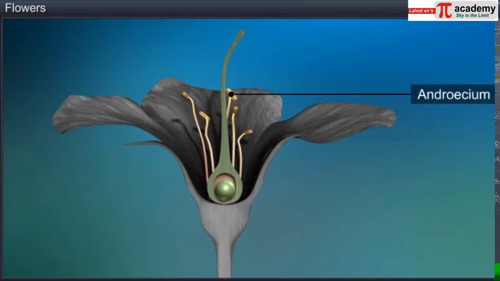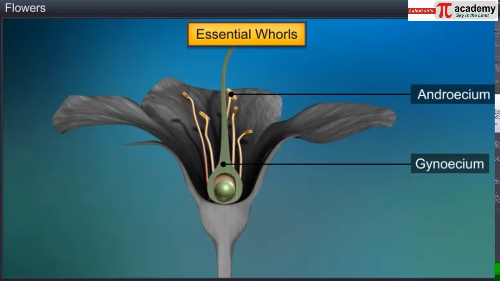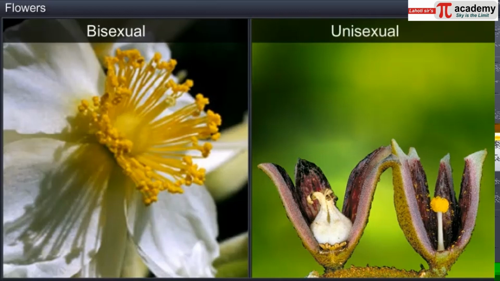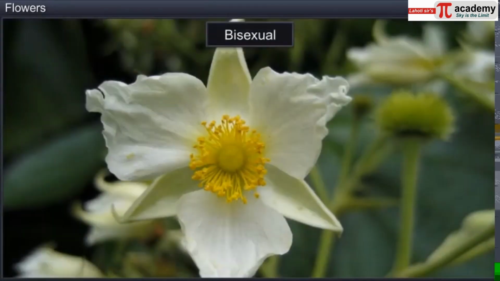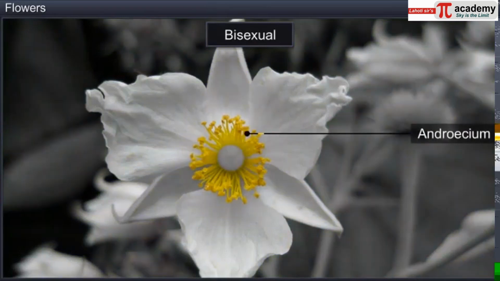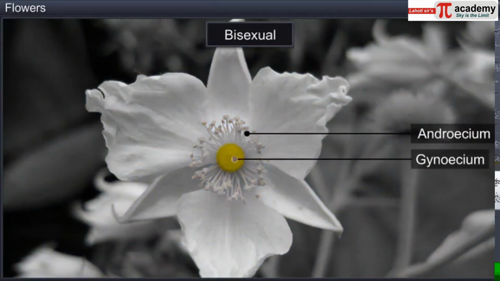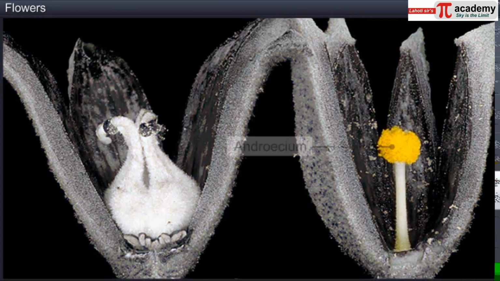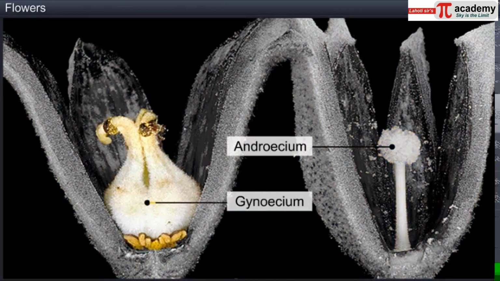Both the androecium and gynoecium are the reproductive organs of a flower. They are also called the essential whorls of a flower. Flowers can be either bisexual or unisexual. A bisexual flower has both androecium and gynoecium, while a unisexual flower has either androecium or gynoecium.